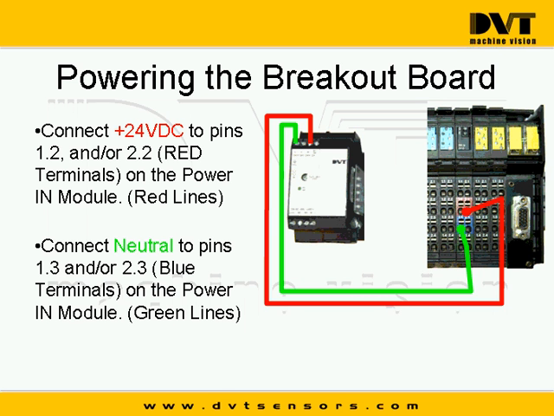And these are labeled in green. The ones that get connected to 24 volts are actually going to be labeled red on that power in module, and the ones that need to be neutral are actually labeled in blue. So those are fairly easy to pick out.